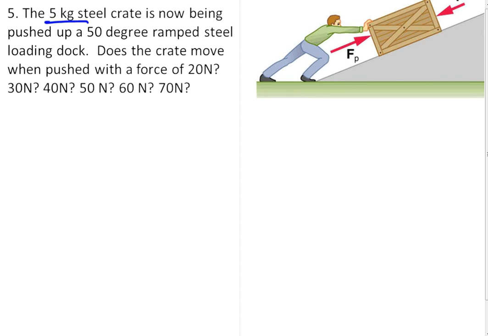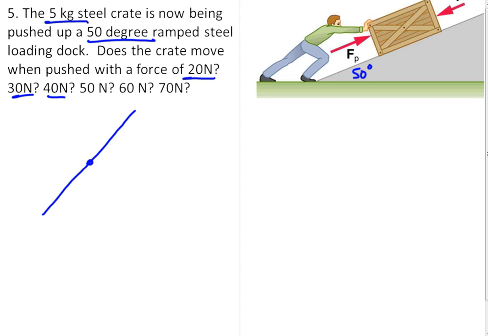Alright, our second problem of 2 is kind of similar. We have an angle here, but instead of pulling this crate with a rope, we are pushing it, but we're pushing it up an incline. This incline has to be 50 degrees. So it is still a steel crate, still a steel loading dock, and we are still concerned with the 20, 30, 40, 50, so on and so forth.